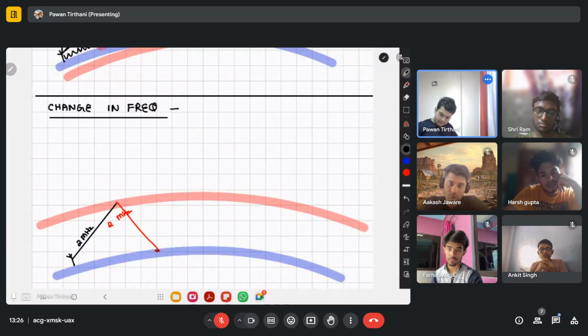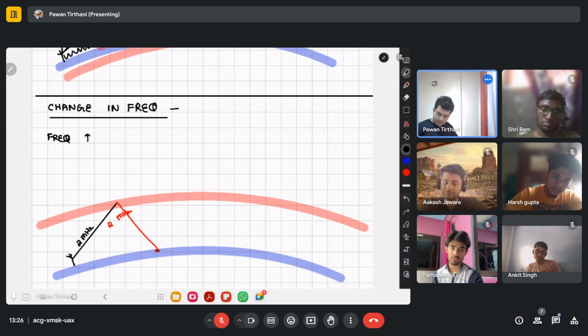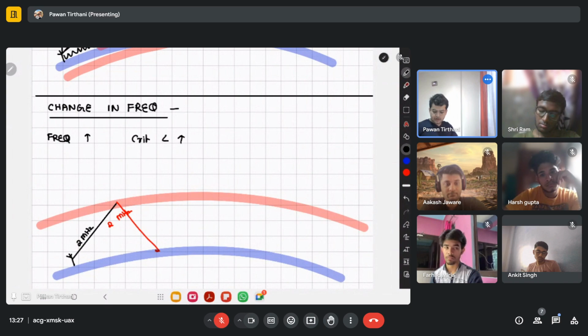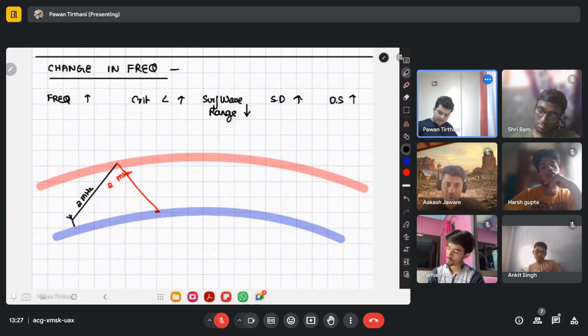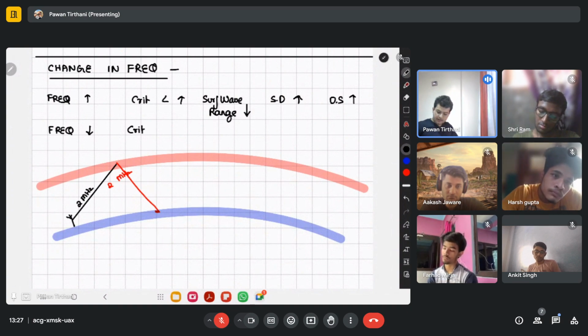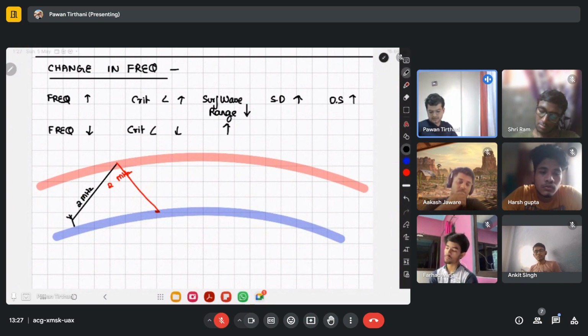Make a note. Write down one more line. Surface wave range decreases. Skip distance increases. Dead space increases. Whenever the frequency decreases, the critical angle decreases. The surface wave range increases. Skip distance decreases.